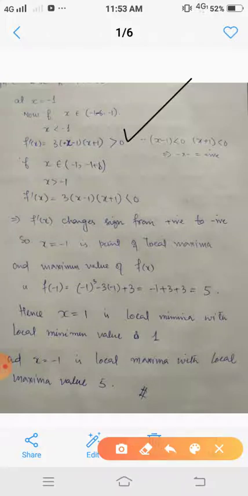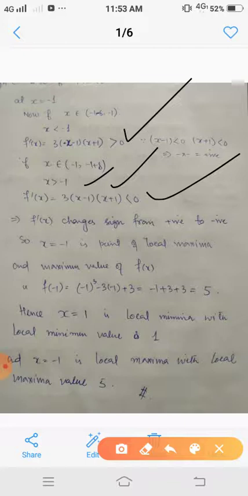Similarly, if x is greater than minus 1, one term is negative, that is, this term is negative, whereas this term is positive, implying that their product is negative, that is, f dash of x changes sign from positive to negative. This means that x equals minus 1 is the point of local maxima, and the local maximum value of f of x, by replacing x equals minus 1 in the given function, is 5. So 5 is the local maximum value which is attained at x equals minus 1, while x equals 1 is the local minima, and the local minimum value of this function is 1.